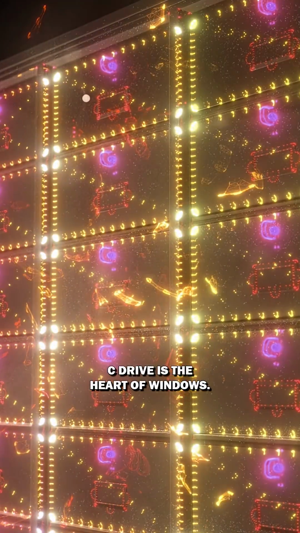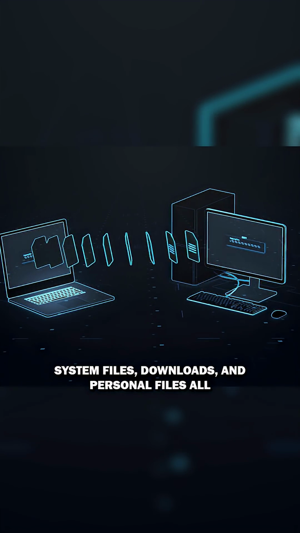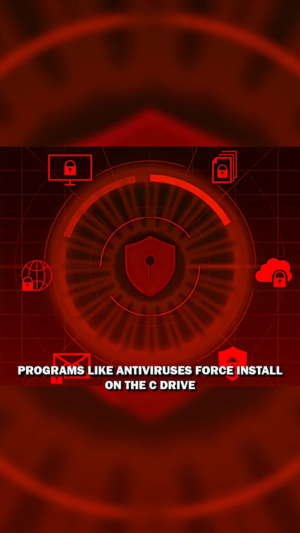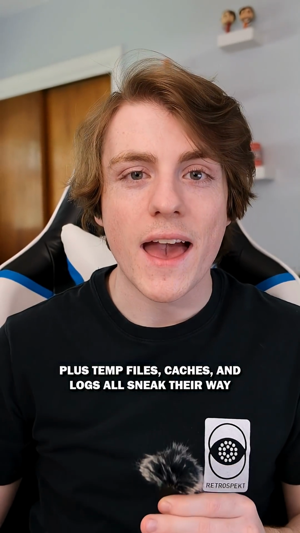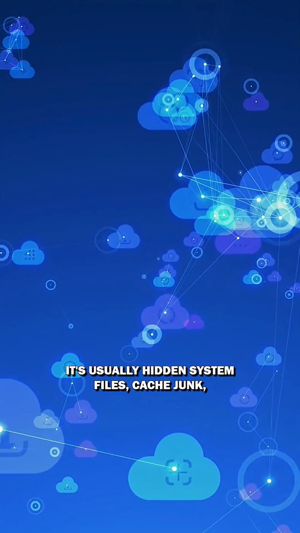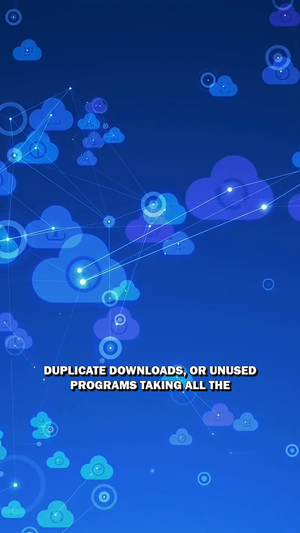C drive is the heart of Windows. System files, downloads, and personal files all default here. Programs like antiviruses force install on the C drive because they need to be close to system files. Plus, temp files, caches, and logs all sneak their way onto the C drive. It's usually hidden system files, cache junk, duplicate downloads, or unused programs taking all the space.